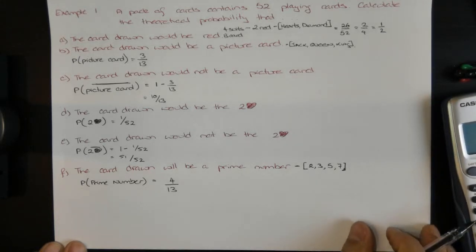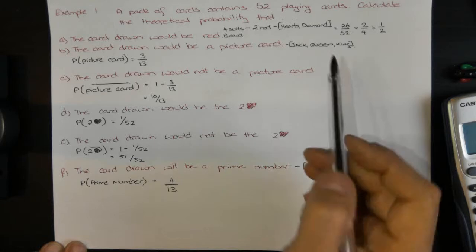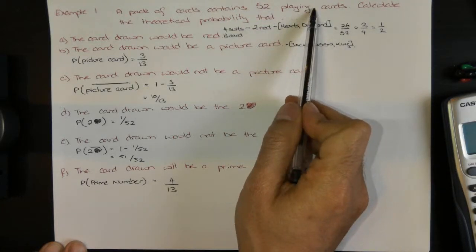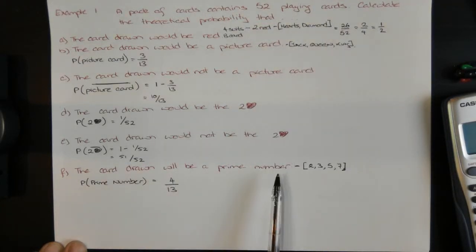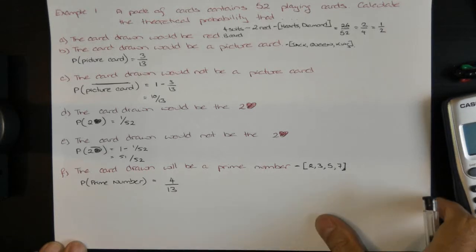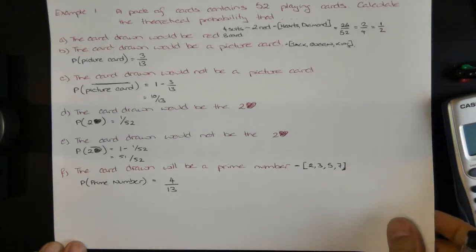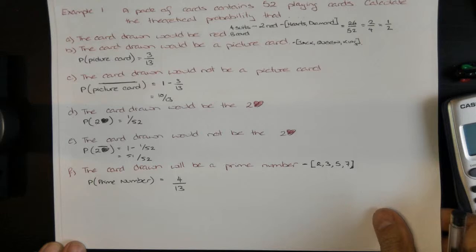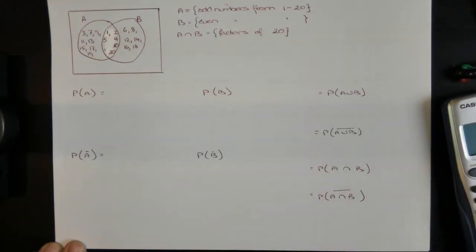Obviously with theoretical probability, it's important to know your playing cards. It's important to know things like your prime numbers, the difference between vowels and consonants, because you'll find a lot of questions are based on those common things, and dice.